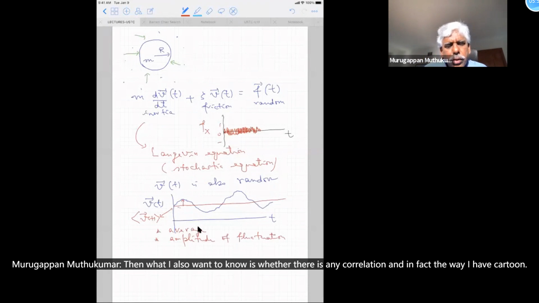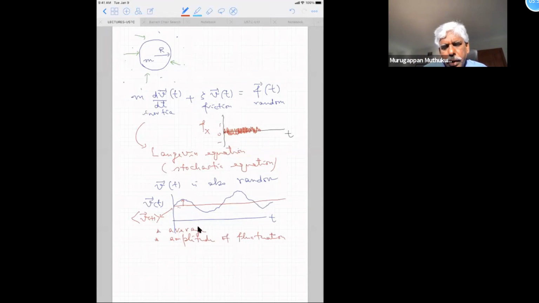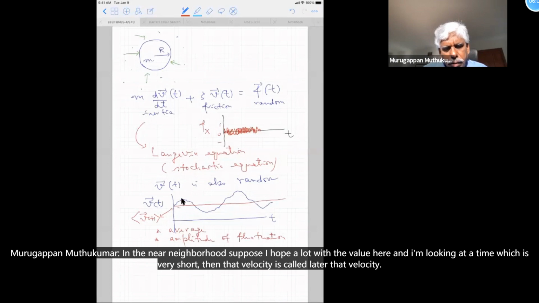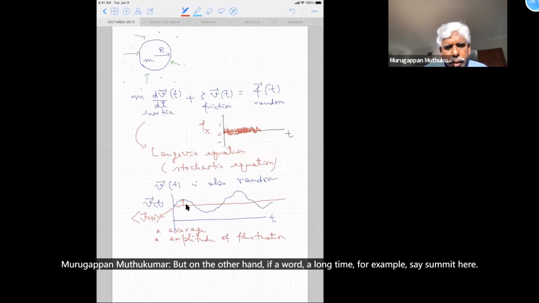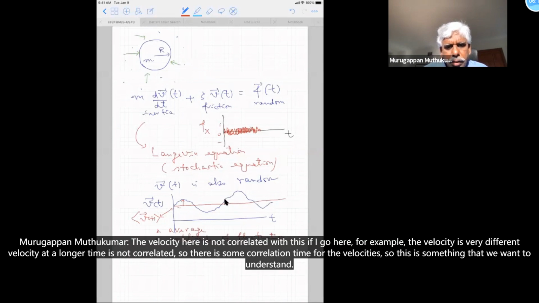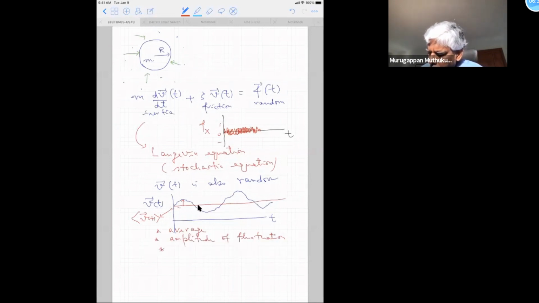Then what I also want to know is whether there is any correlation. And in fact, the way I have cartooned it, the velocity is correlated in the near neighborhood. Suppose I have a velocity value here, and I'm looking at a time which is very short, then that velocity is correlated with that velocity. But on the other hand, if I go to a long time, for example somewhere here, the velocity here is not correlated with this. If I go here, the velocity is very different. The velocity at a longer time is not correlated. So there is some correlation time for the velocities. This is something that we want to understand. Correlations.